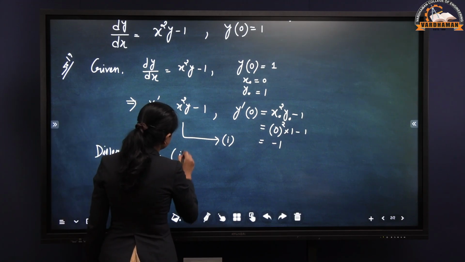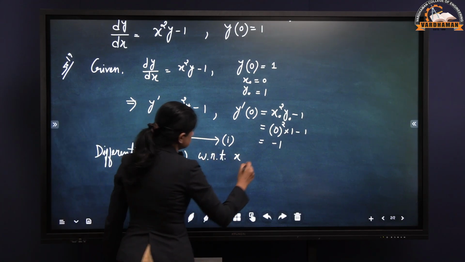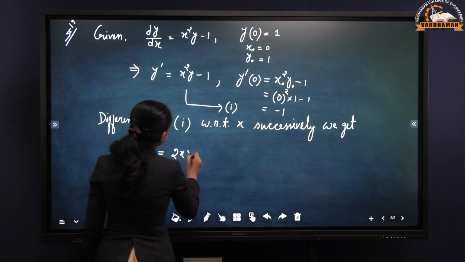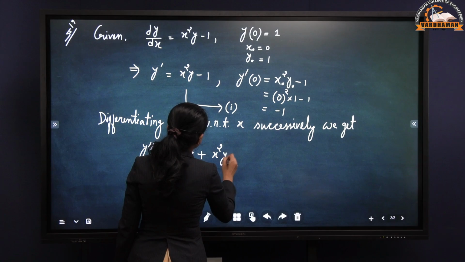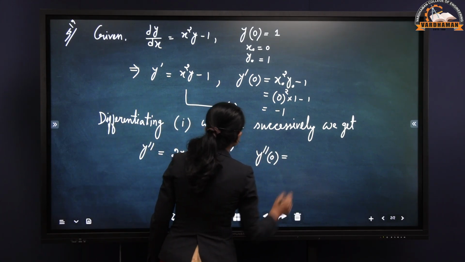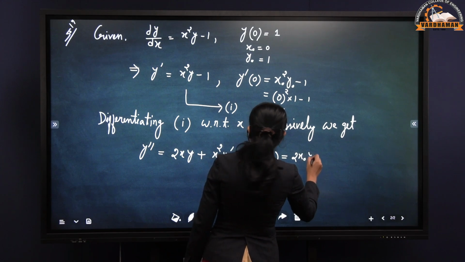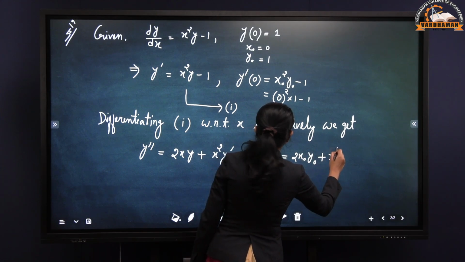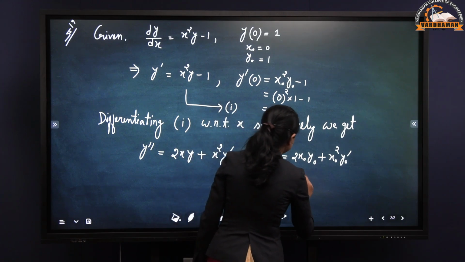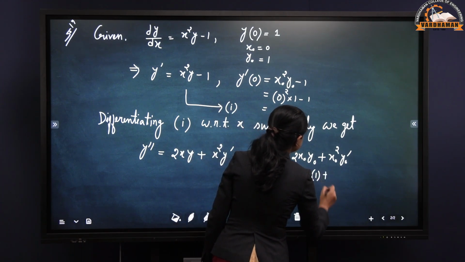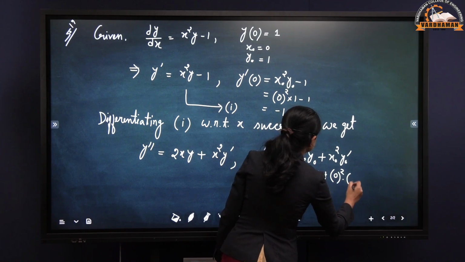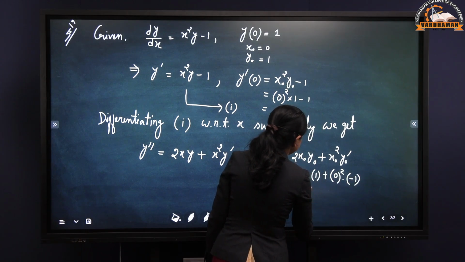Differentiating (1) with respect to x successively, we get y'' = 2xy + x²y'. Now let us find y'' at x = 0. We will get 2x₀y₀ + x₀²y₀'. x₀ is 0, so 2 into 0 into 1 plus 0² into y₀'. y₀' is -1. So you will get this as 0.